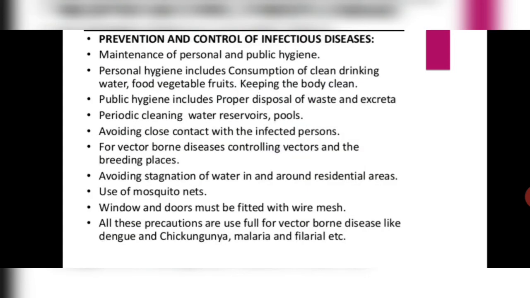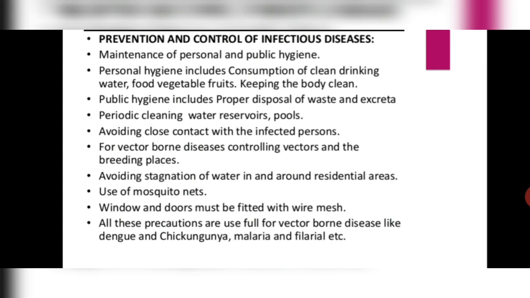What are the various preventive measures that you can take for control of infectious diseases? One must maintain personal hygiene as well as public hygiene. Not just that you have to keep yourself clean, but also you need to maintain your surroundings. Personal hygiene includes consumption of clean drinking water, food, vegetables, fruits. You should keep your body clean. Public hygiene refers to proper disposal of waste and excreta, along with which periodic cleaning of water reservoirs and pools must be practiced. We must avoid close contact with infected people.